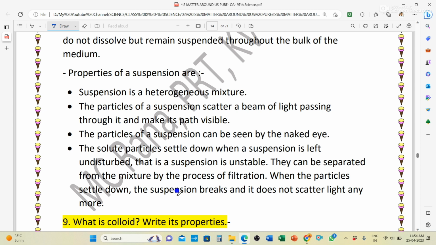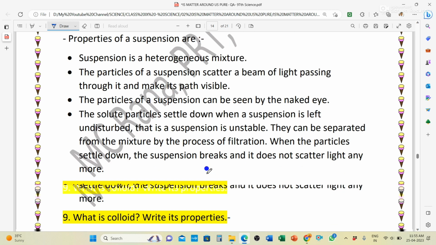When the particles settle down, the suspension breaks and it does not scatter light anymore.